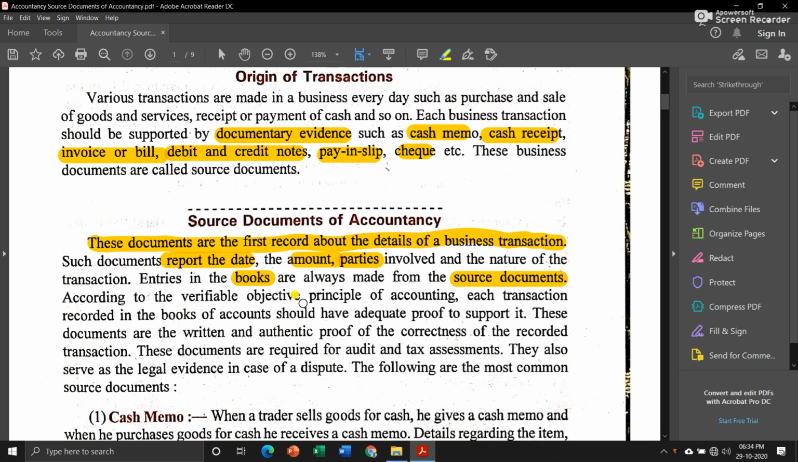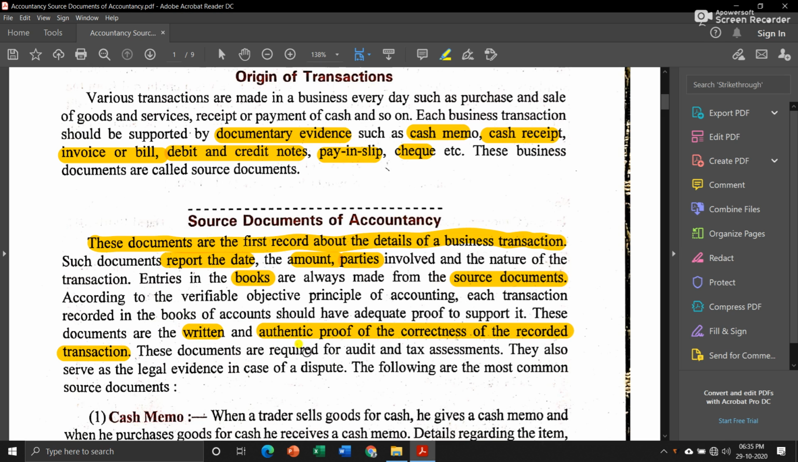According to the verifiable objective principle of accounting, each transaction recorded in the books of accounts should have adequate proof to support it. That means each and every transaction that we are going to record in our books should have a proper and authenticated proof to support it, means document. Okay, and those documents are nothing but source documents. These documents are the written and authentic proof of the correctness of the recorded transaction. Means you cannot deny this kind of documents or evidence.